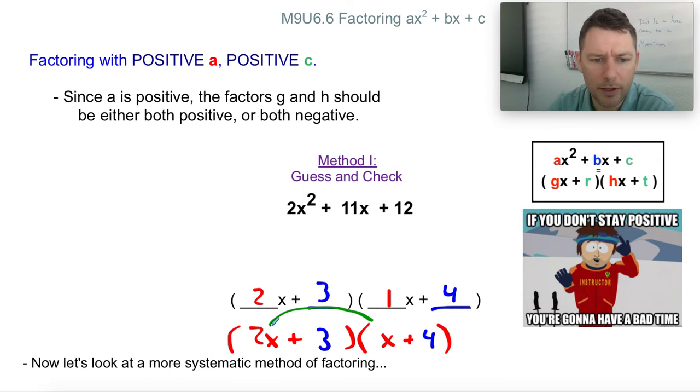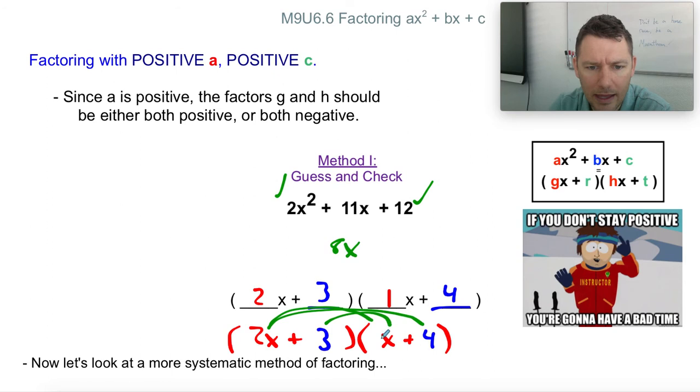So if we multiplied this 2x and x, you'd get 2x squared. That works. If you multiplied 3 and 4, you get 12. But let's try the middle parts. We get 8x here by multiplying those, and 9, 10, 11x. So I guess this is 3 more x. So then we get 11x here, right? And so I guessed the first one right.